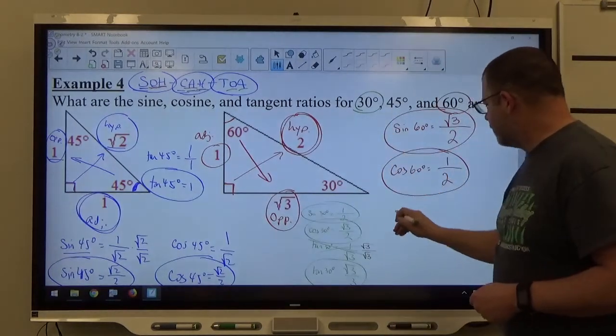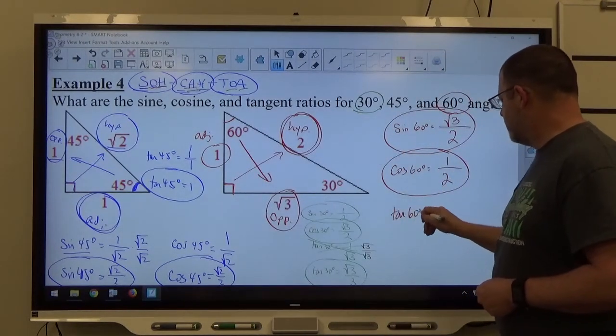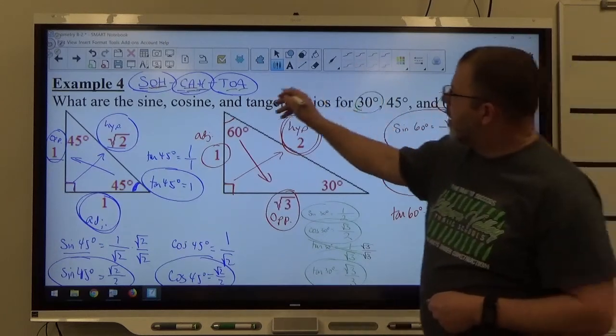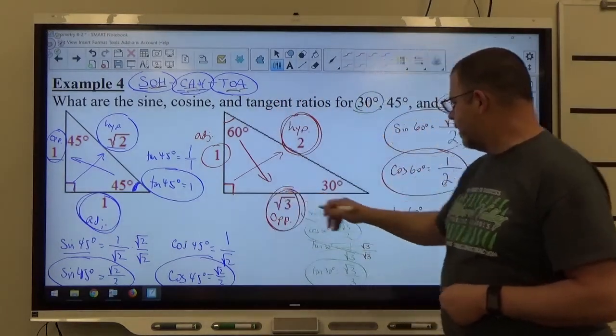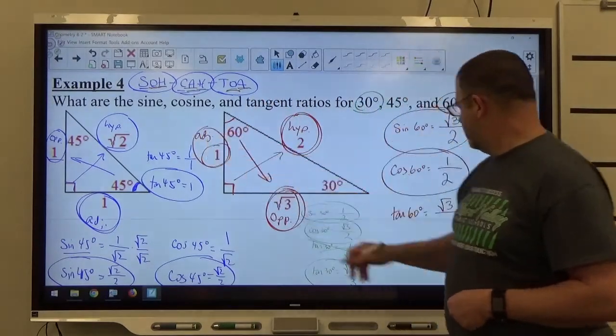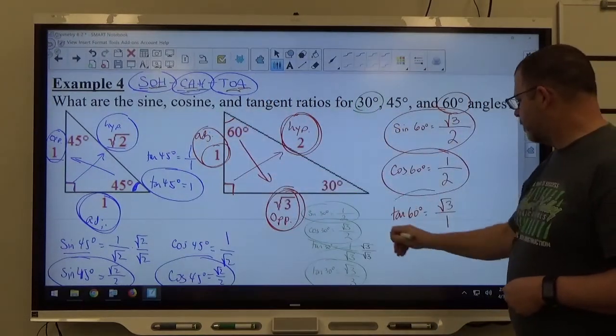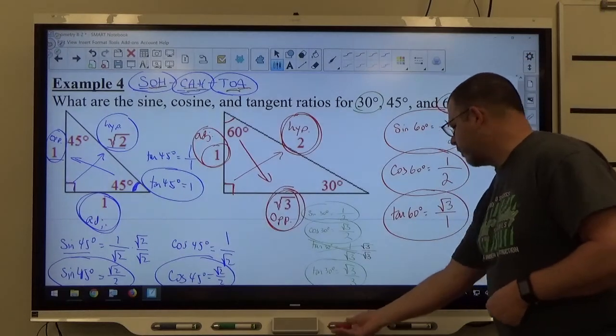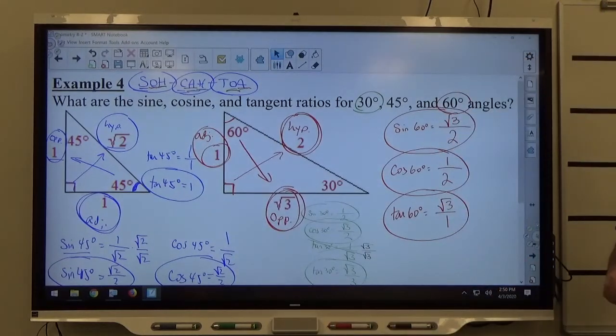And then tangent of 60 degrees equals fraction bar. Tangent's opposite, which here is the square root of 3, over adjacent, which is 1. So square root of 3 over 1, also known as the square root of 3. If you want to leave it over 1, it doesn't hurt anything.